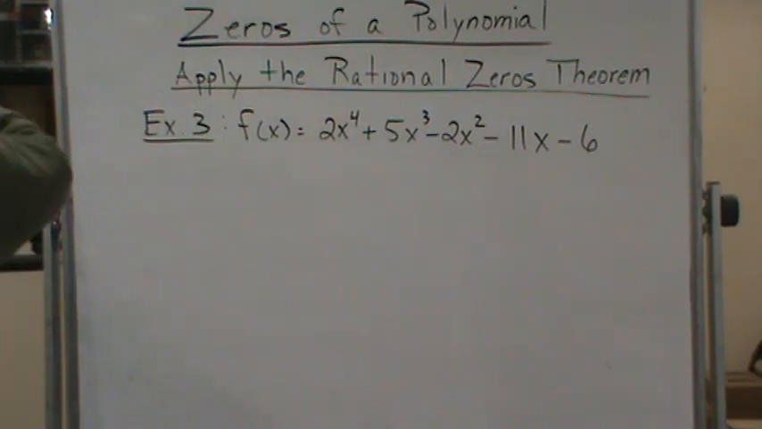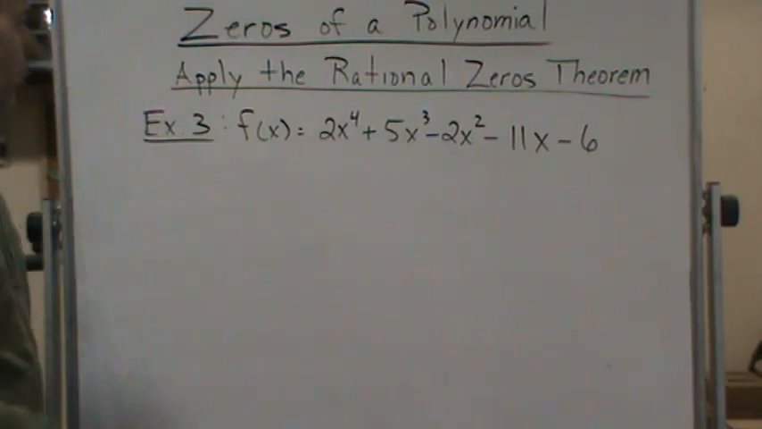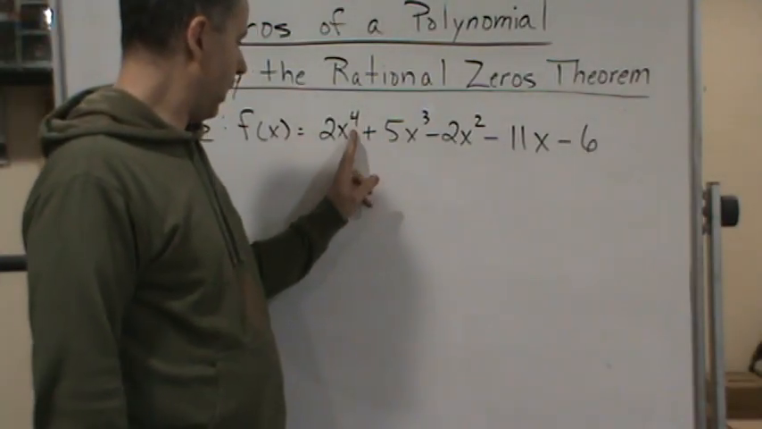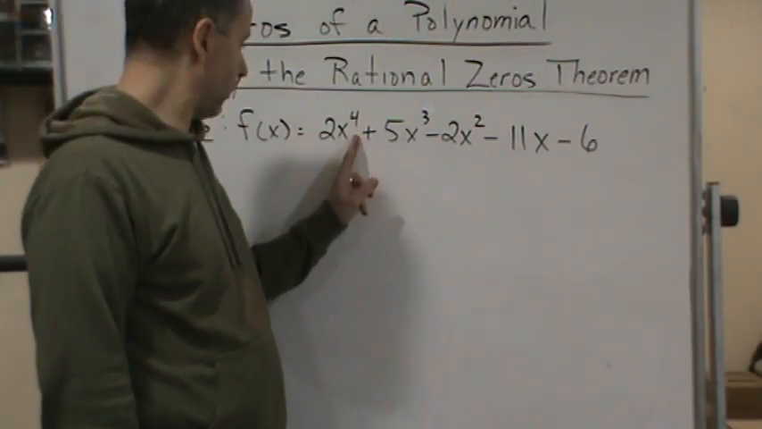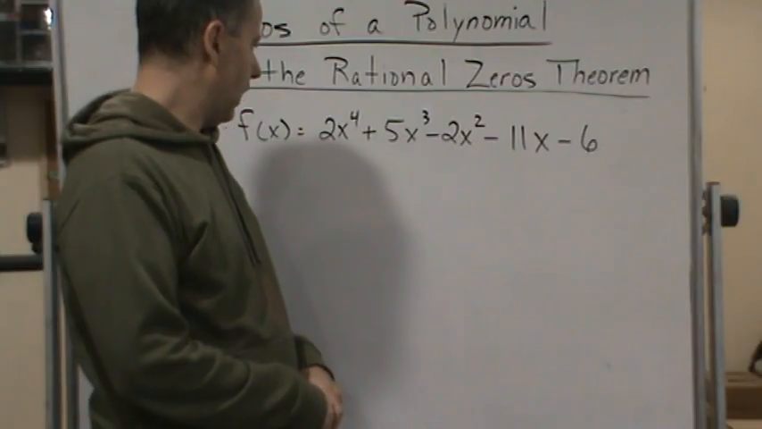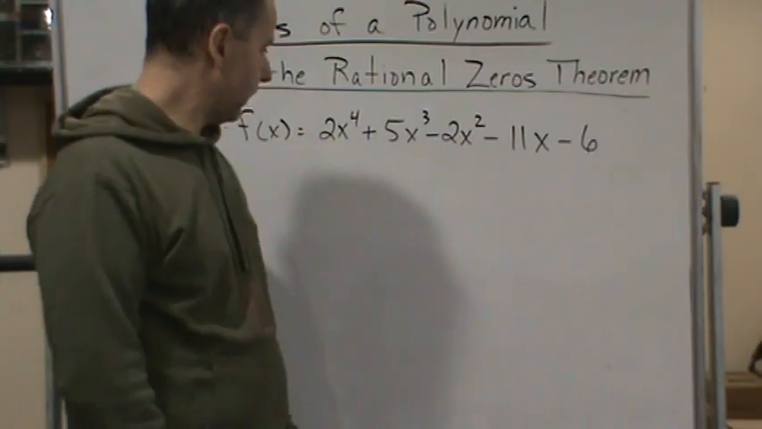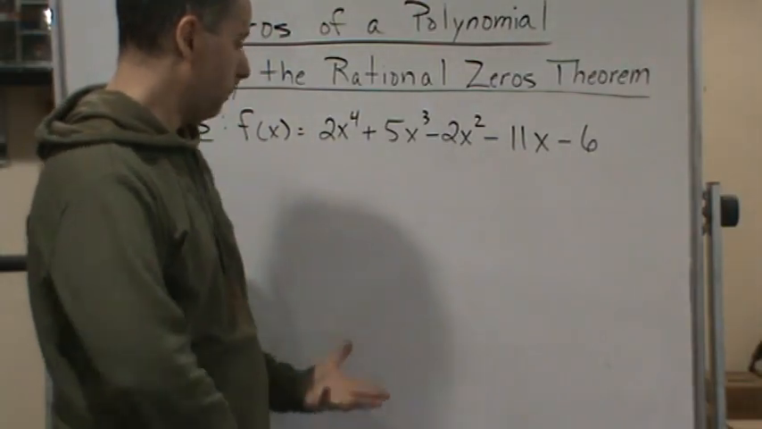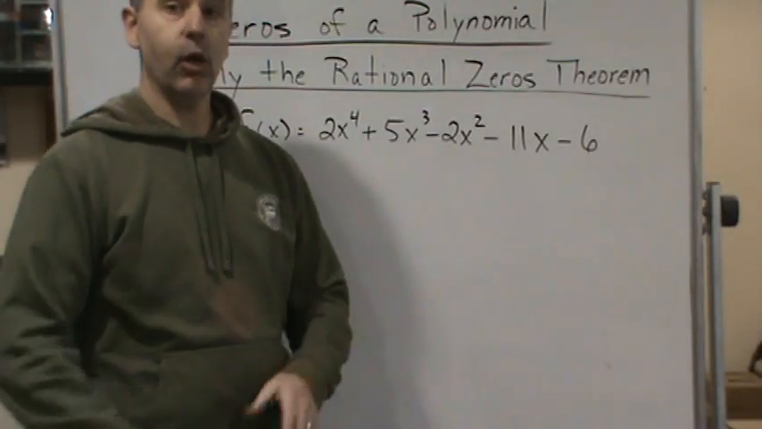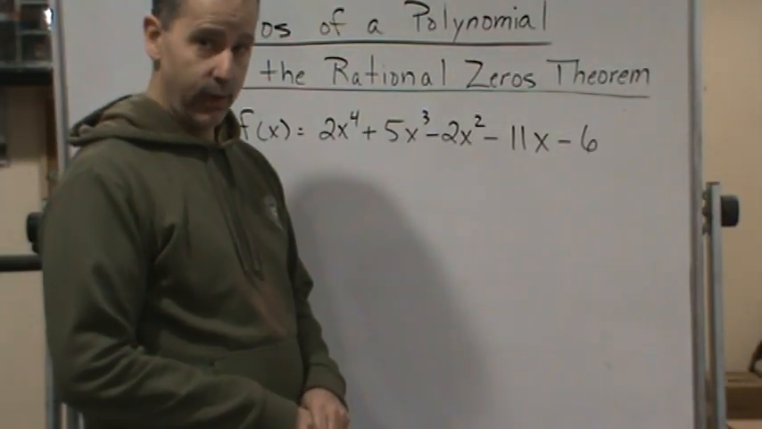All right, welcome back. Now, let's do another one. So notice this is a quartic, right? So it's to the fourth degree. So again, where do we start? Look at this. The only place to start would be with the rational zeros theorem.